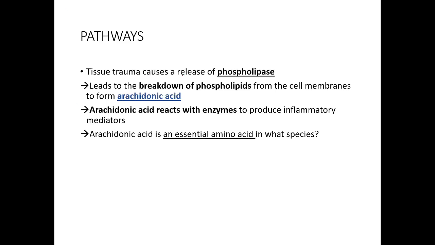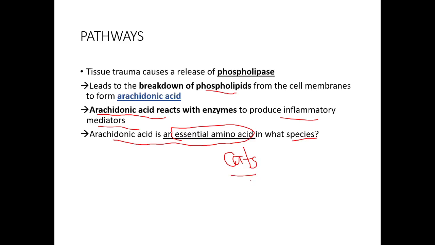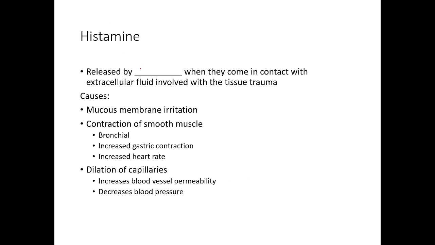pathways. Tissue trauma causes a release of phospholipase, which leads to the breakdown of phospholipids. It breaks down phospholipids from the cell membranes to form arachidonic acid. Arachidonic acid reacts with enzymes to produce inflammatory mediators. Arachidonic acid is an essential amino acid. Do you remember the species that it's an essential amino acid in? Cats. Okay, so they have to have that.